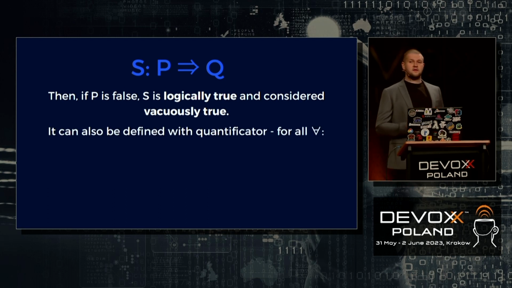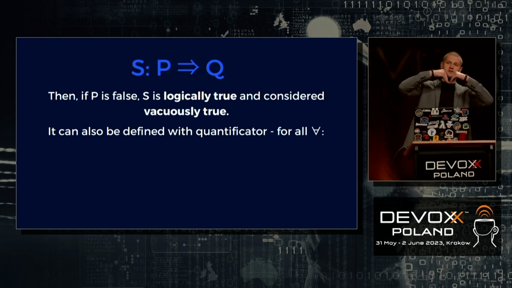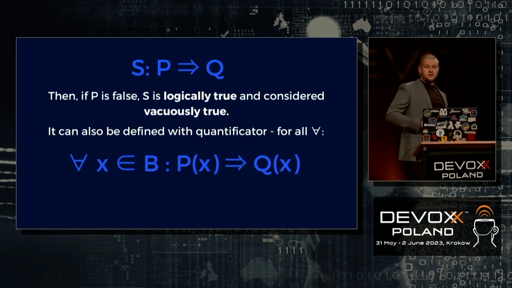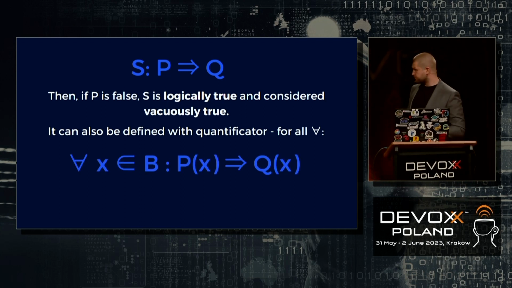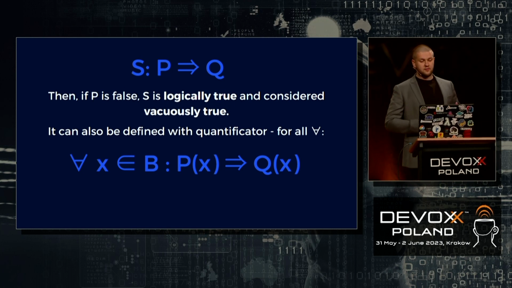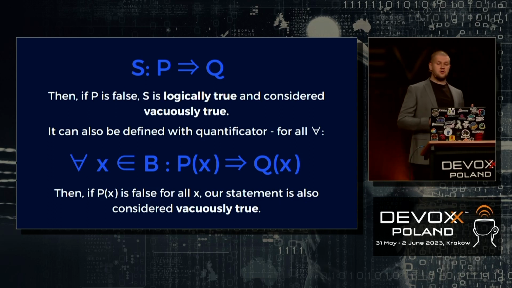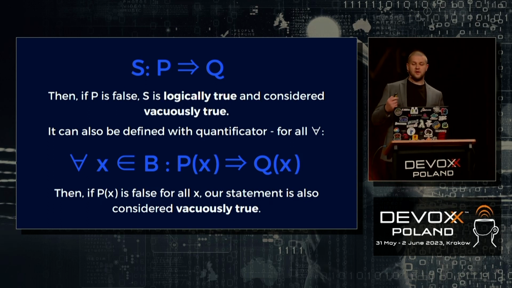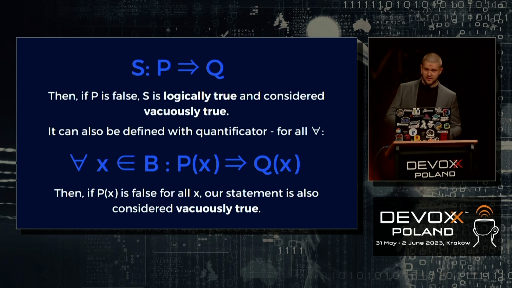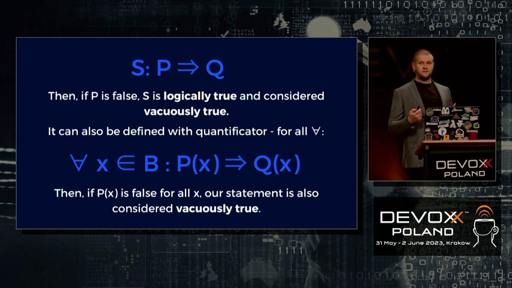We can also define the vacuous truth concept with the use of the for-all quantifier, this strange reversed A. You maybe remember it from your mathematical lectures during your studies. And in such a case, it looks more or less like this. We read it as: for all the x's from a set B, if P(x), then Q(x). Then, if P(x) is false for all the x's, our statement is evaluated as vacuously true and is considered logically true. I know that it sounds complex for a beginning, so let's try to make it more descriptive with an example.